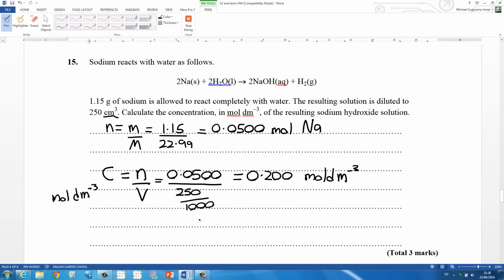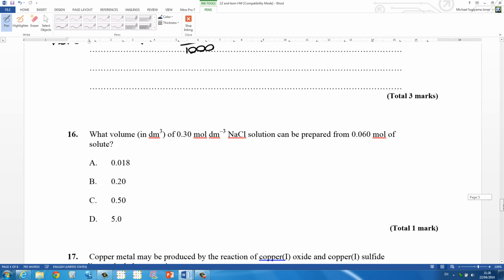By the way, that's a common mistake that students forget. They forget that V has to be in decimeters, so make sure you do that. Okay, and then moving on.